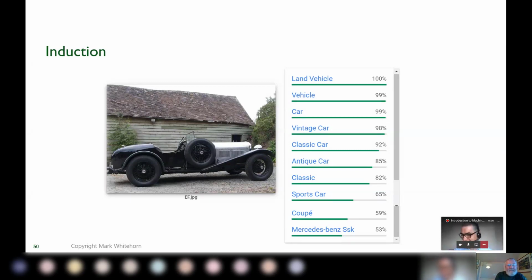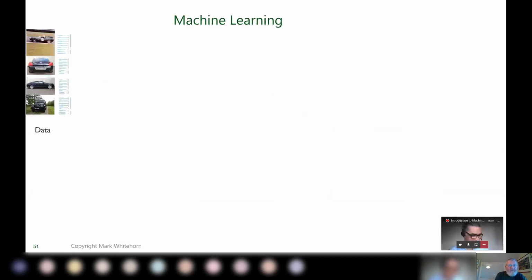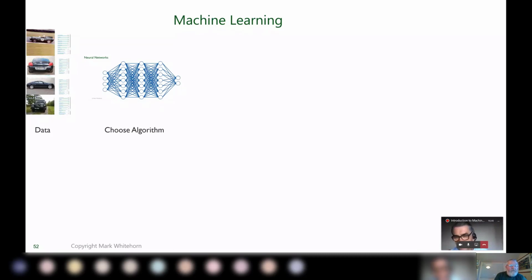Now, that is using exactly the same process that I've shown you. Some big corporation, Google, sorry, have taken millions of photographs from the internet, and they've got people to classify those photographs, or they've taken the text that's around them. So the data they start with is the picture, and a description that a human being has created. That's their data. They've chosen an algorithm, and it's a neural net.